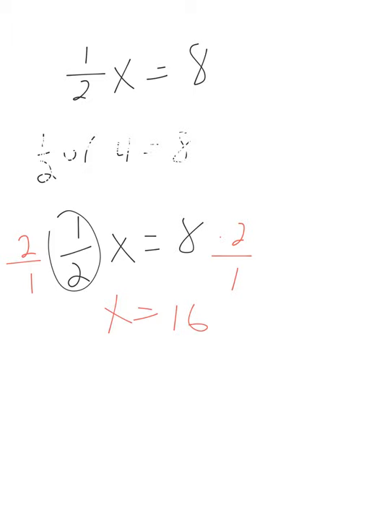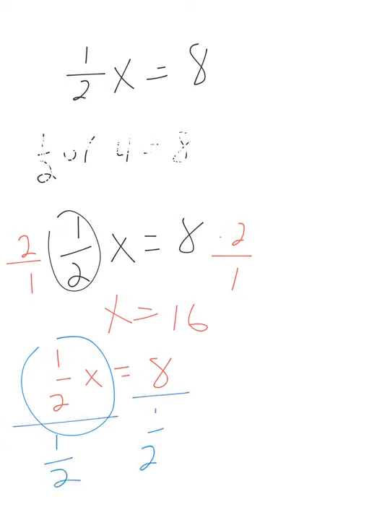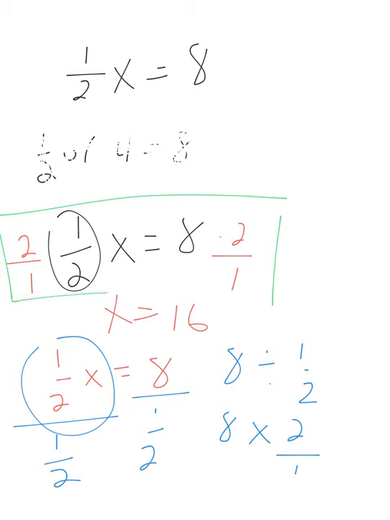So when you have a fraction, you can look at this and say, well, isn't this a multiplication problem? It is. So could you just say, well, I'm going to divide both sides by 1/2? Absolutely. This says 8 divided by 1/2, which is 8 times 2 over 1. So what we're doing when we multiply by the reciprocal in this step is we're jumping down to this step when we do regular fraction division.